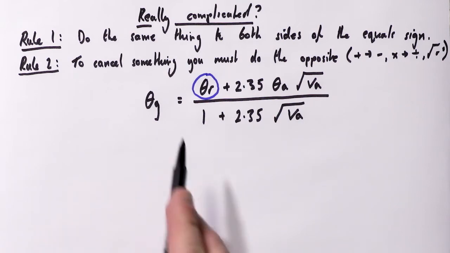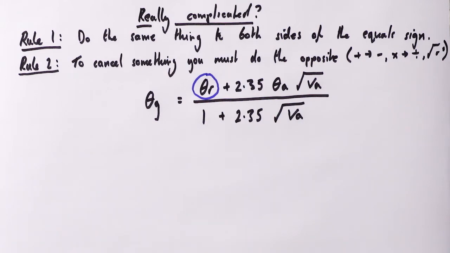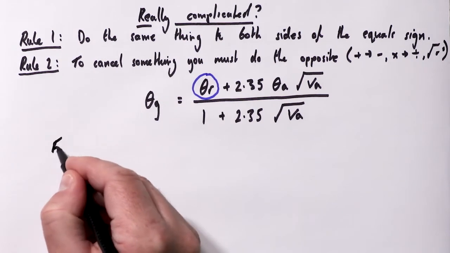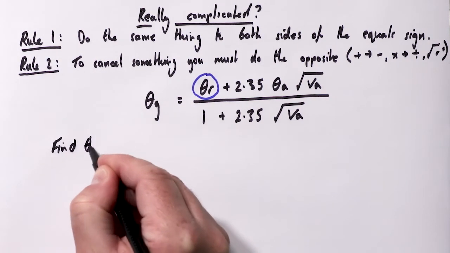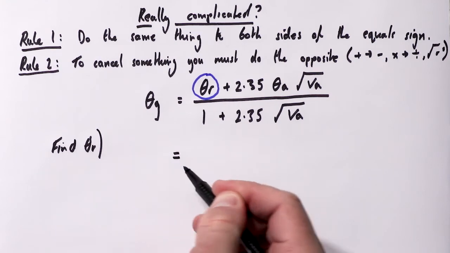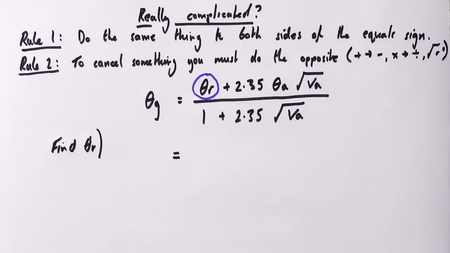So I'm just going to call these symbols thingy G and thingy R because I don't want you to get bogged down in what these actually relate to. But we are going to find thingy R. So how do we do that? Well, first of all, let's put in an equal sign. We know that we've got to do the same thing on both sides of that equal sign. And we know that if we're doing one thing on one side, it's going to be the opposite on the other. Those are our two rules. So we're going to start thinking, how do I get thingy R on its own?